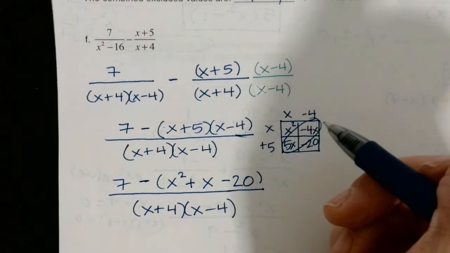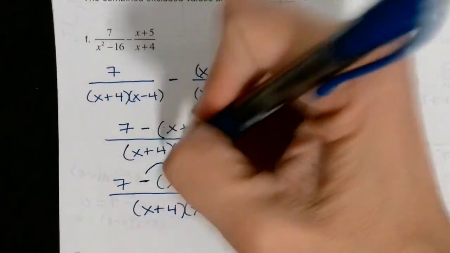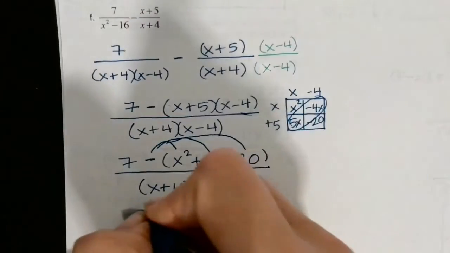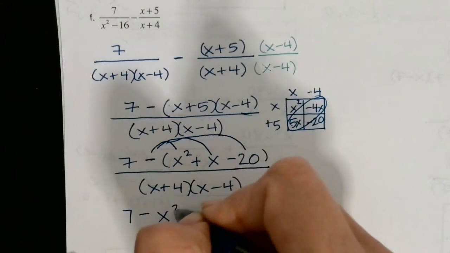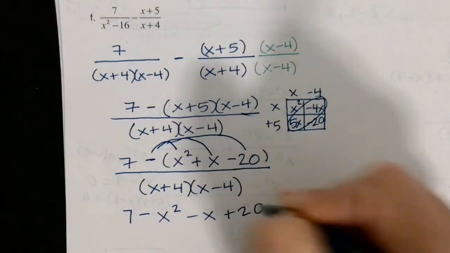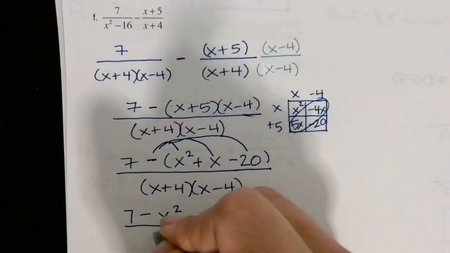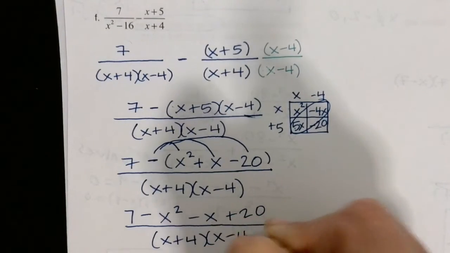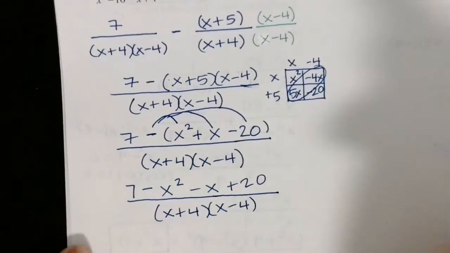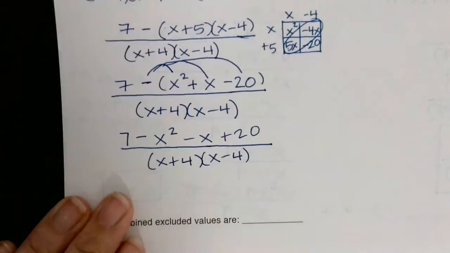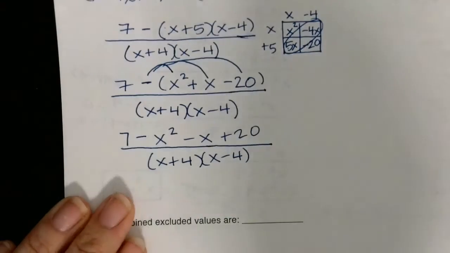Alrighty, so then now we're going to distribute that minus sign, so everything changes signs. So 7 minus x squared minus x, and a negative times a negative is a positive, all over x plus 4 times x minus 4. And then I'm going to combine like terms and put it in order by descending powers of x. So descending powers of x is like x cubed, x squared, x to the first, okay?